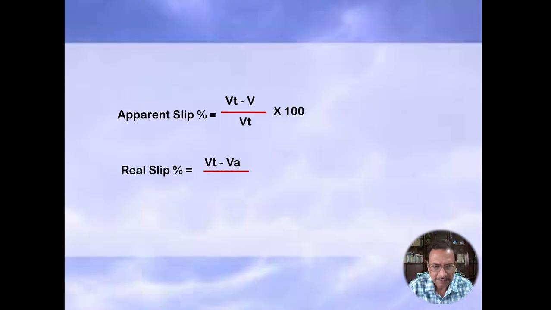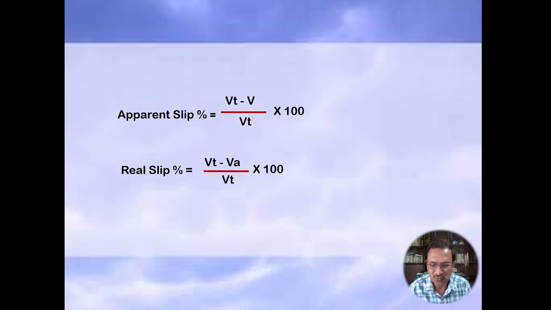As I said, the propeller is not working in an unyielding medium. It is working in water. So there would be some slippages. The first slip is apparent slip, which is theoretical speed minus ship speed divided by theoretical speed into 100. Next is the real slip. That would be the theoretical speed of the ship minus speed of advance divided by the theoretical speed into 100. Now we see one new speed over here, that is the speed of advance.